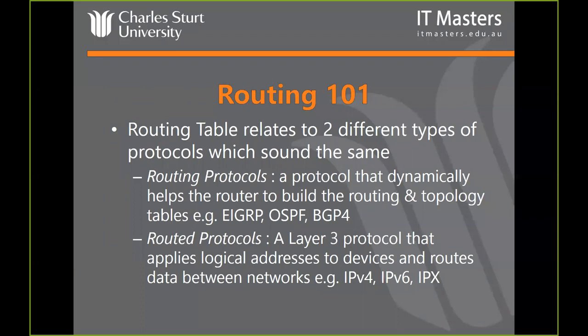And then we have routed protocols, which are basically layer 3 protocols that apply addresses to devices and route data between the networks, or facilitate that transmission of data. Examples of those are simply IPv4, IPv6, IPX is another older one, and AppleTalk is another one for those of you that go back a bit. But IPv4 and IPv6 are the two main ones that you will need to know about for the CCNA. So routing protocols help the routers to build maps of the networks that are connected to them. Routed protocols are basically used for addressing end hosts or network segments along the way.